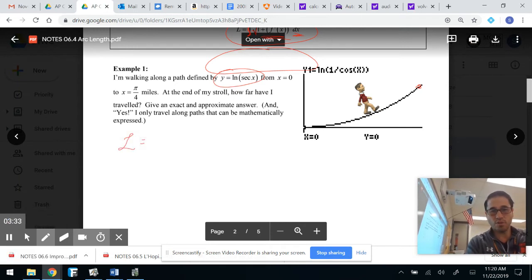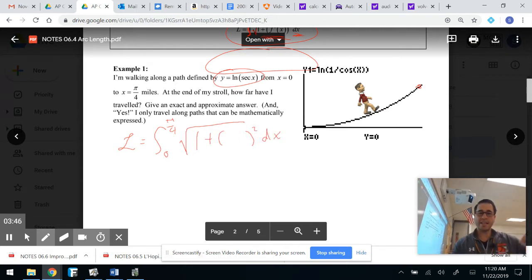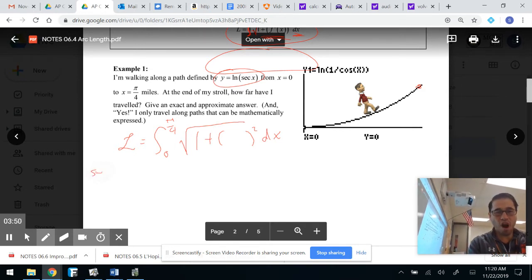Fancy L. L is equal to, right? It's the integral. This is going to go from 0 to pi over 4 of the square root of 1 plus my derivative squared dx. Well, what the heck is my derivative squared? Well, guess what? All I have to do is do a little side work.